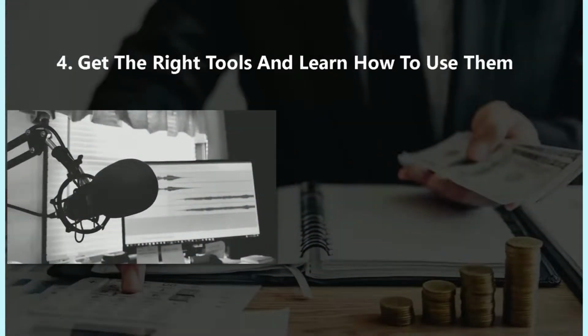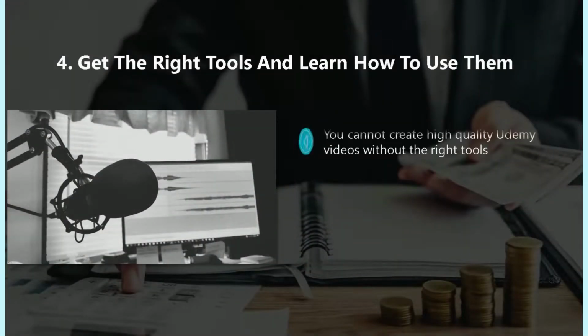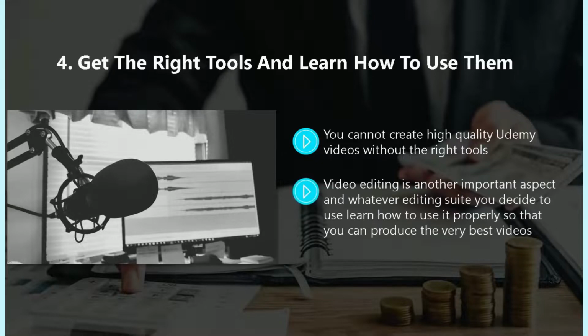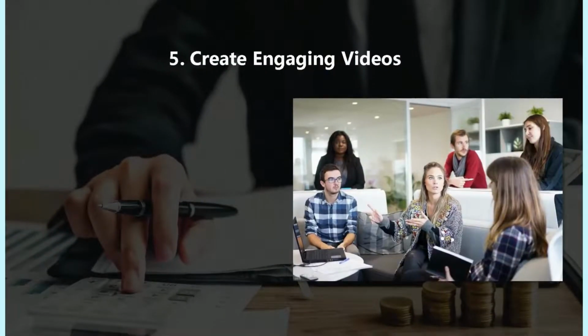4. Get the right tools and learn how to use them. You cannot create high-quality Udemy videos without the right tools. It is essential that you have a high-quality microphone with a pop filter and a good quality camera to shoot the live sections of your videos. Video editing is another important aspect, and whatever editing suite you decide to use, learn how to use it properly so that you can produce the very best videos. If you intend to record your computer screen for training, then choose screen recording software and learn how to use that properly too.